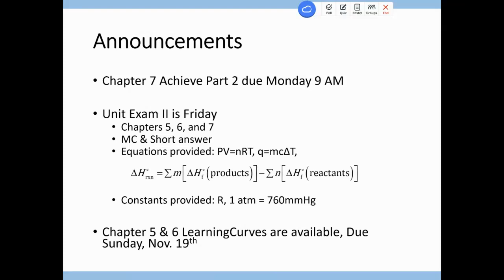Before that, this Friday, we have our Unit Exam 2. This will be similar to Unit Exam 1. There are 14 multiple choice and 3 short answer questions. It's not cumulative though. It'll cover content from chapters 5, 6, and 7, but 7 only through the ideal gas section, which we covered on Friday.